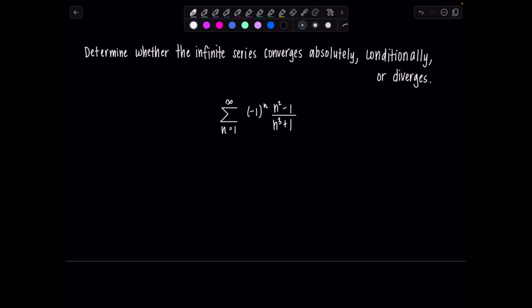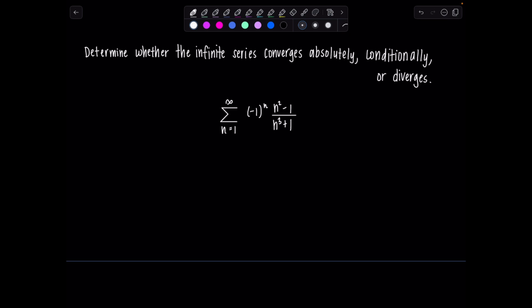And this time we're going to ask a little bit of a different question than the previous video. Determine whether the infinite series converges absolutely, conditionally, or diverges. And we have the sum n equals 1 to infinity of negative 1 to the n times n squared minus 1 over n cubed plus 1.